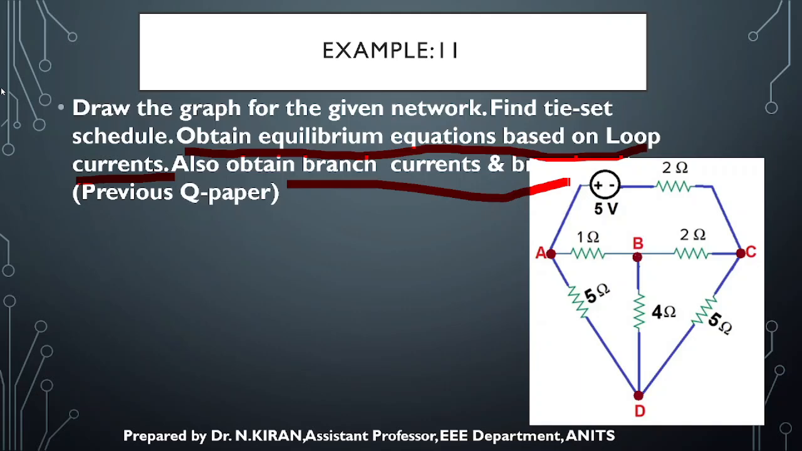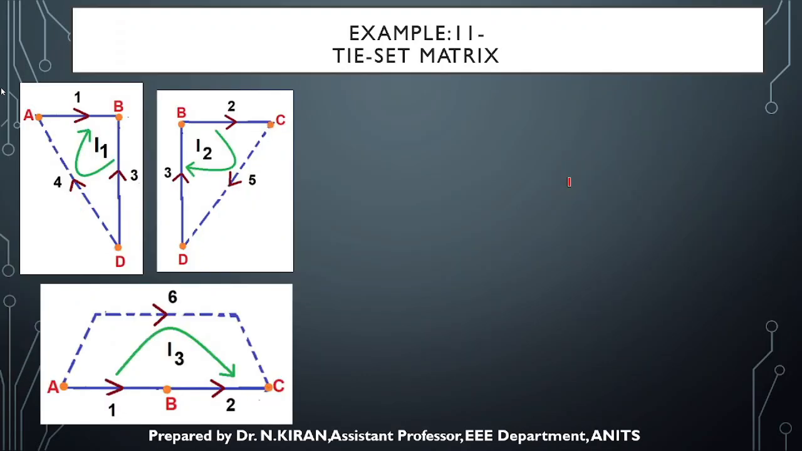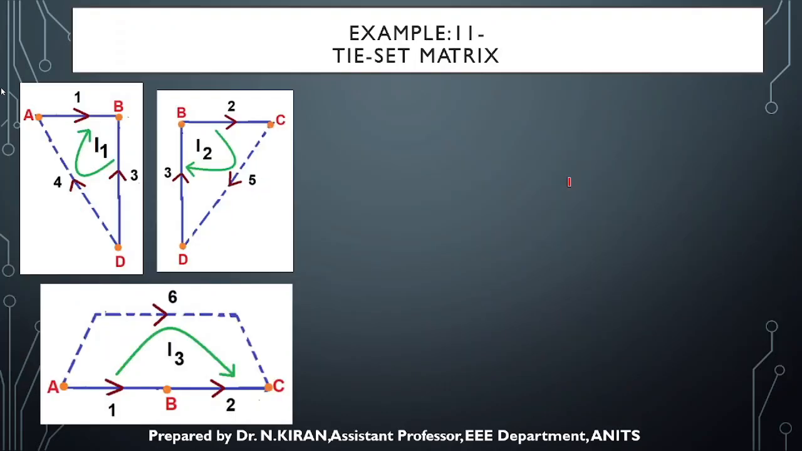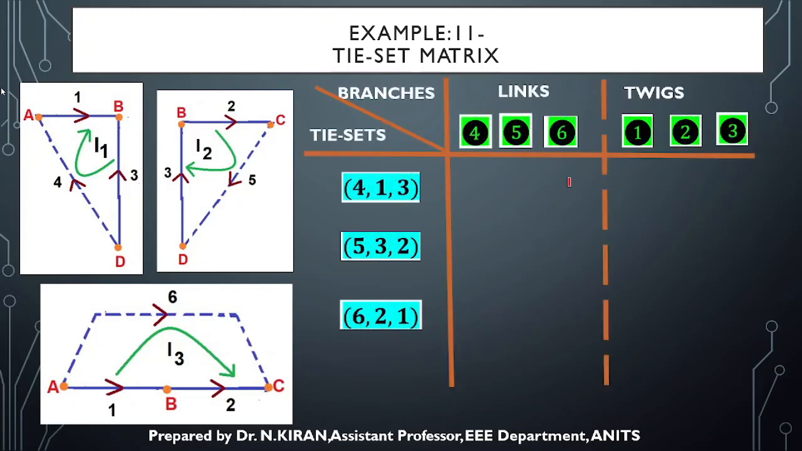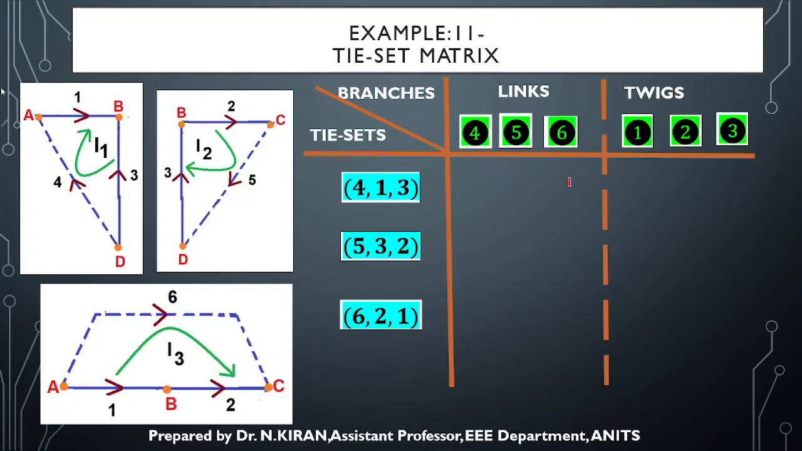So based on the tie set matrix we need to find the equilibrium equations. First let us try to find the tie set matrix. Since I have 3 links and 3 twigs, I have 3 tie sets. The loop direction should be the same as the link direction, and since you already know how to form a tie set, I am just going to move on to the formation of the tie set matrix. First links should be entered, then twigs, as we know the basic rule. If they are in the same direction, it is plus 1, opposite direction minus 1, nowhere related 0.